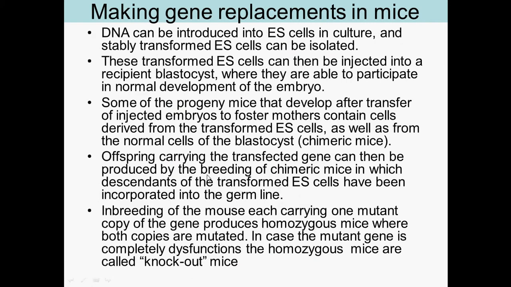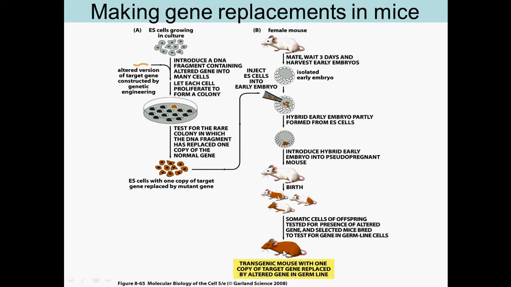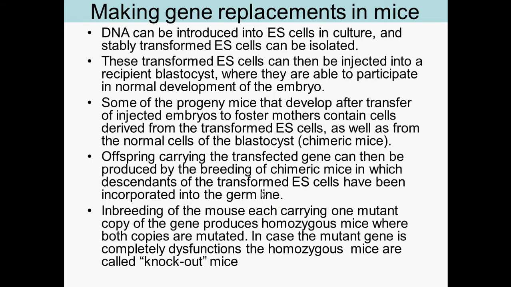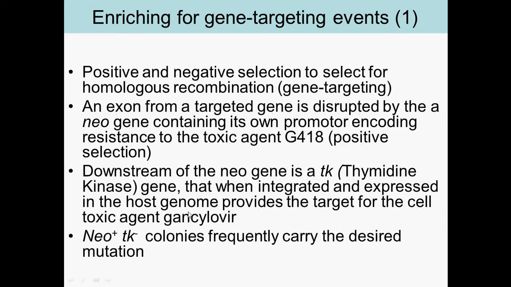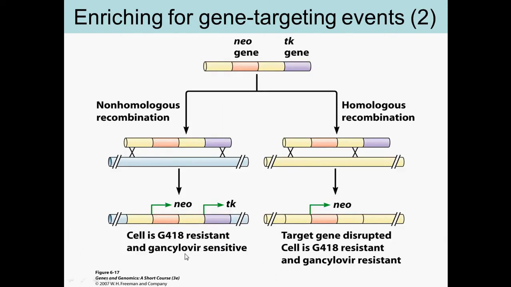So basically, it's just saying what I said over here. And then inbreeding of these mice is going to give you a mouse like this that has 2 copies of the chromosome that you're interested in, the chromosomes with your implanted gene. They're called knockout mice. And enriching for gene targeting events. So this one is better explained with the pictures.